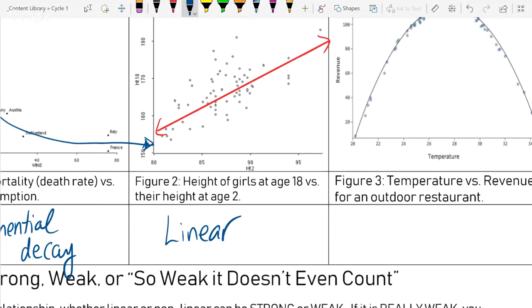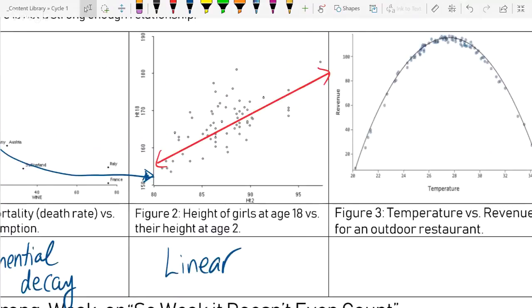What's this one about? Oh, this is interesting. They measured girls' height at age 2, and they measured their height at age 18. And we discover that, roughly speaking, if you are a tall 2-year-old, you'll be a tall adult. And if you are, generally speaking, a short 2-year-old, then you will probably be a shorter adult.